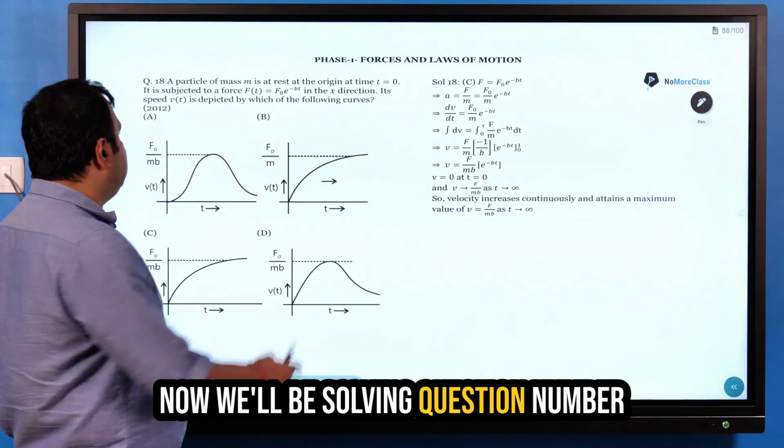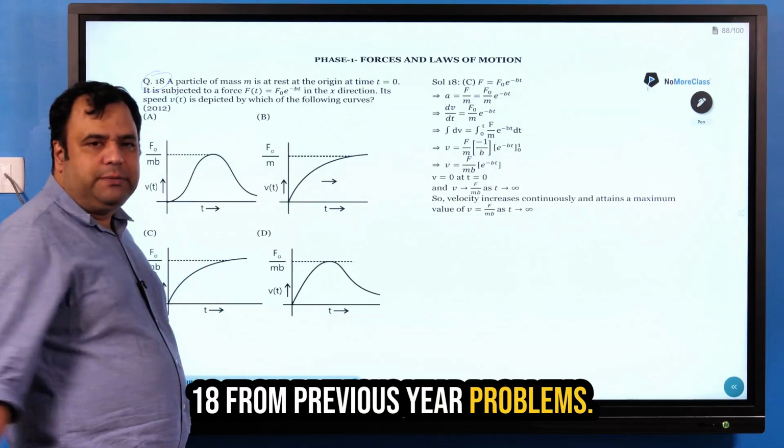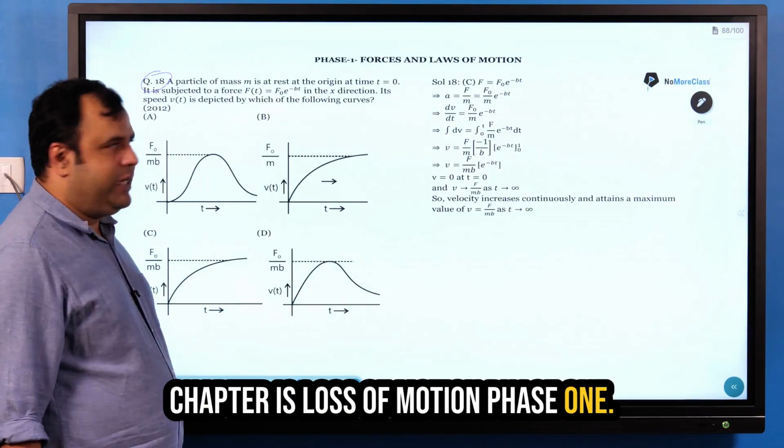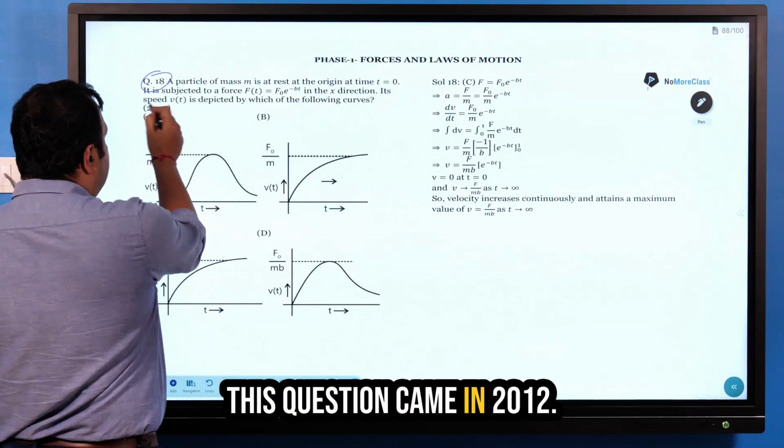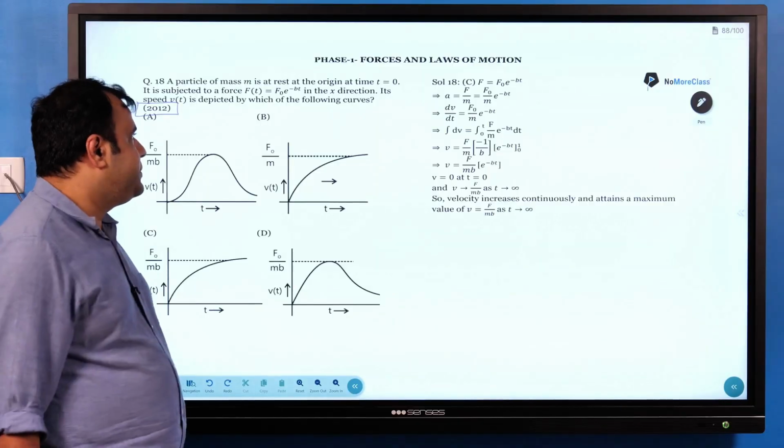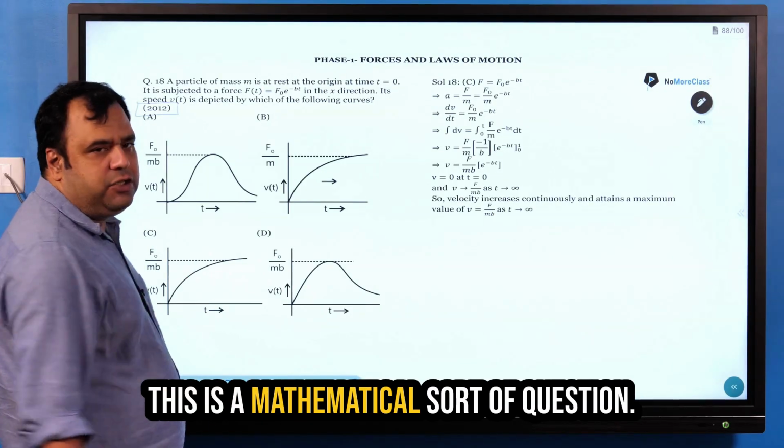Now we'll be solving question number 18 from previous year problems. Chapter is laws of motion, phase 1. This question came in 2012. This is a mathematical sort of question.